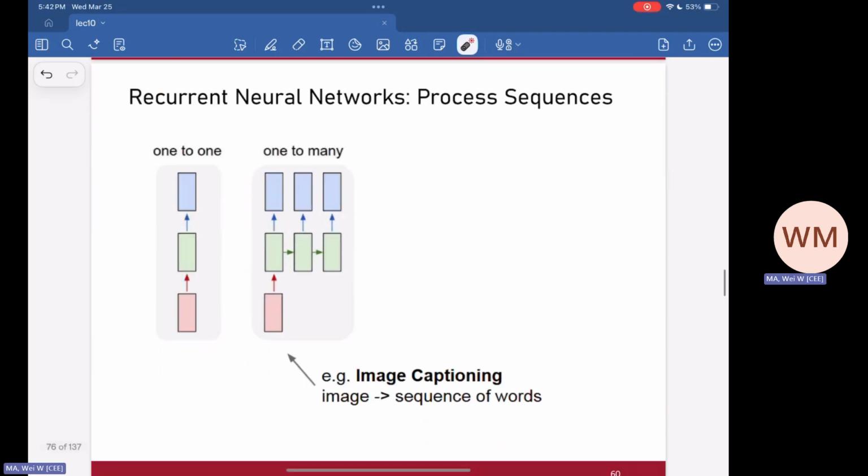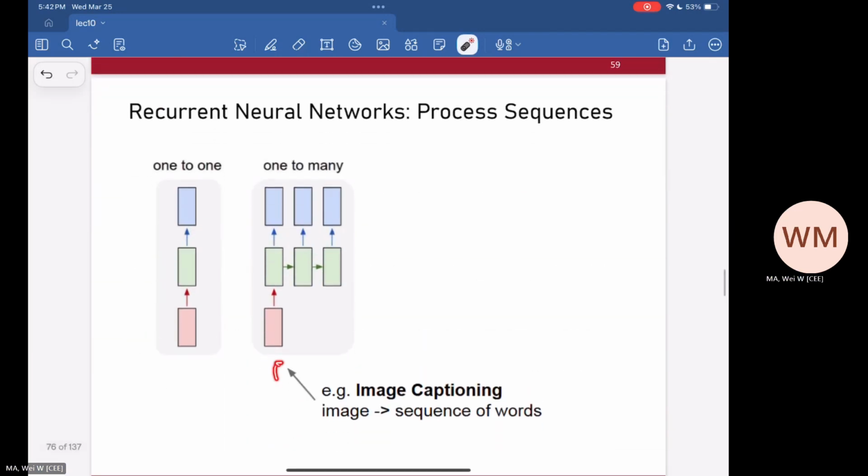What we can do is something like this. You can see that we have one input, and for this output, we can make it for this latent hidden layer output, and at the same time, it goes to the next hidden layer, and this hidden layer goes to the second output, and then it goes to the third latent hidden layer, and then it goes to the third output.